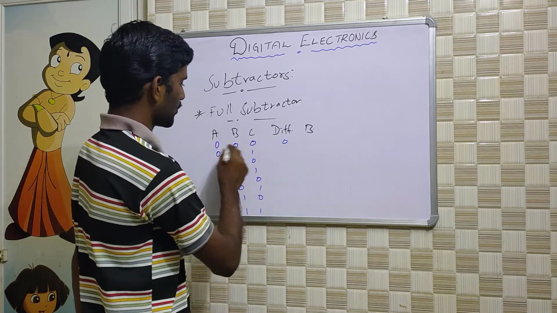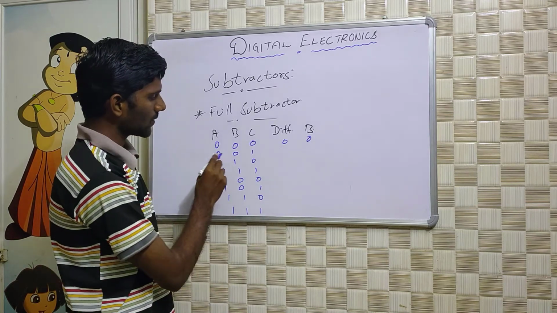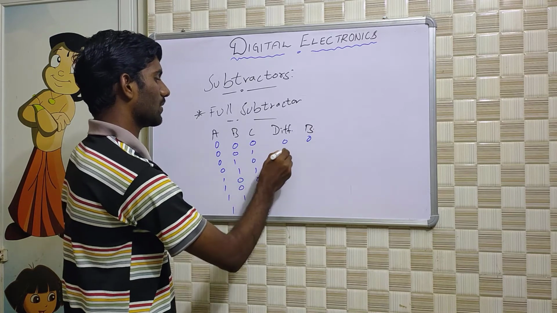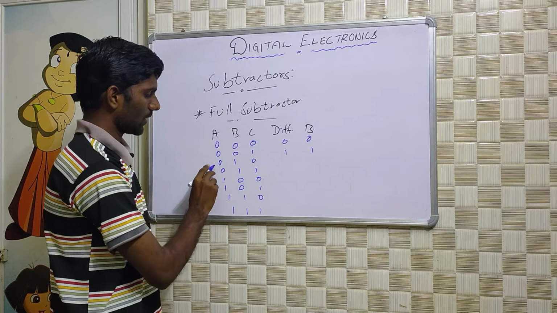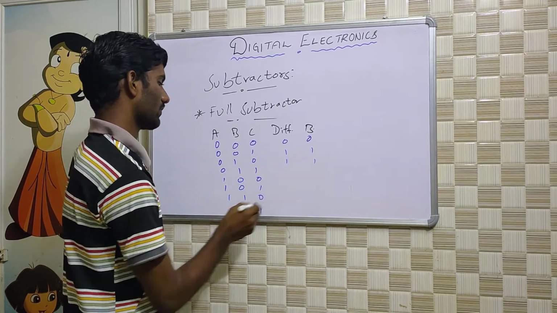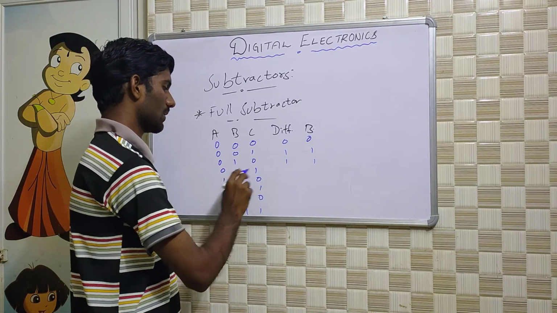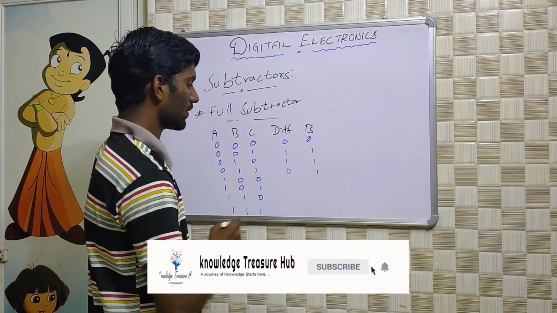So the difference will be 0 minus 0, 0. Borrow is also 0. So here we are taking 1 as borrow. So then 2 minus 1 will be 1. So here borrow will be 1. So here also we are taking 1 as borrow, so then it will be 1, 1. So here also we are taking 1 as borrow, so it will be 0. 1 minus 1 is 0. So borrow will be 1.